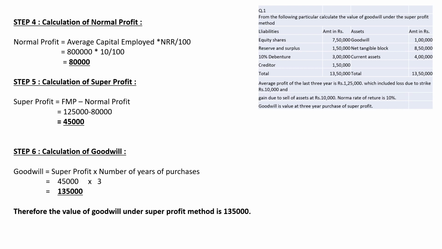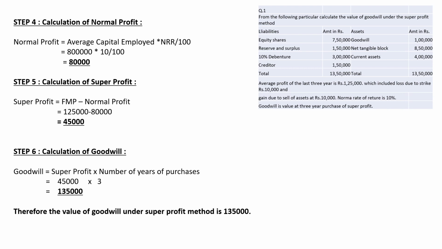Then in step number 6, which is our final step, you're going to calculate goodwill. Goodwill equals super profit into number of years of purchase. So super profit we got 45,000, and the number of years of purchase is given in the sum. It is 3 years. See, goodwill is valued at 3 years of purchase of super profit, which is given in the sum. So we are going to take that 45,000 into 3.